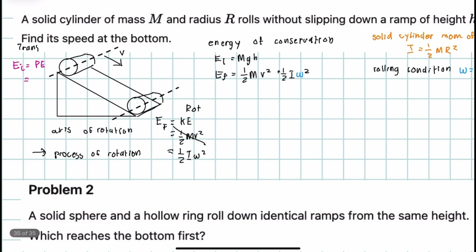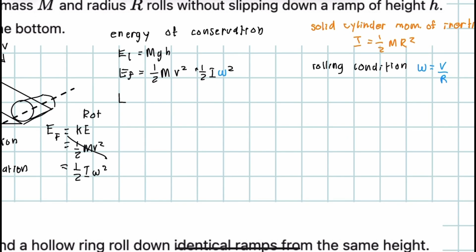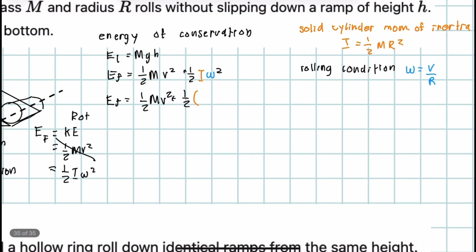E initial is just potential energy. So E final is going to equal 1/2 mv squared plus 1/2, and then instead of the I, the inertia again was up here, 1/2 mr squared, times the angular velocity, which is the rolling condition, v over r, and then this is going to be squared.